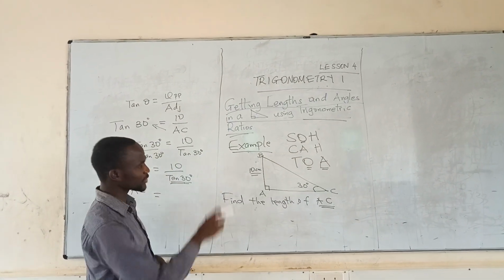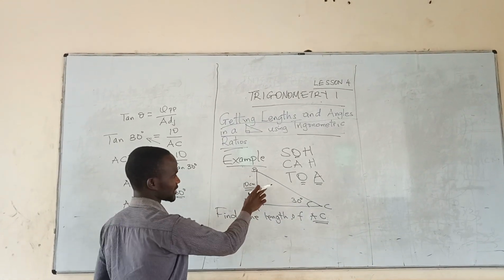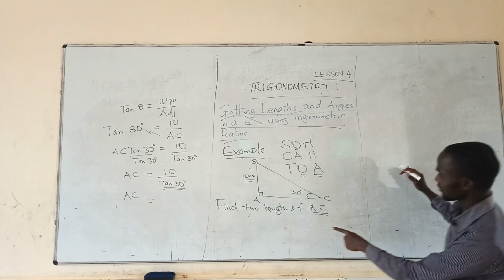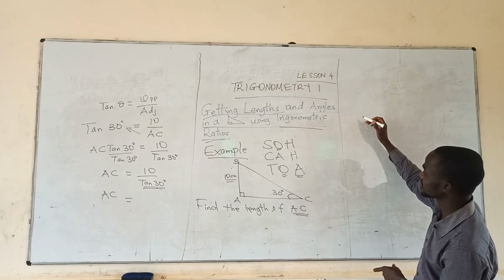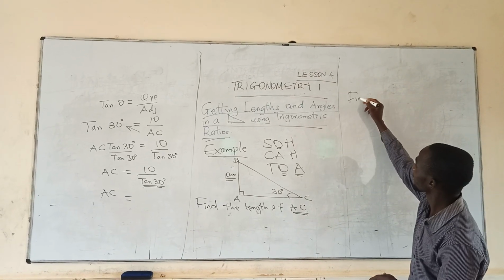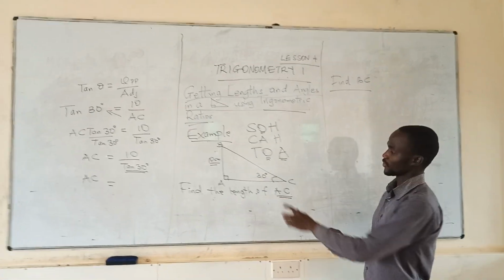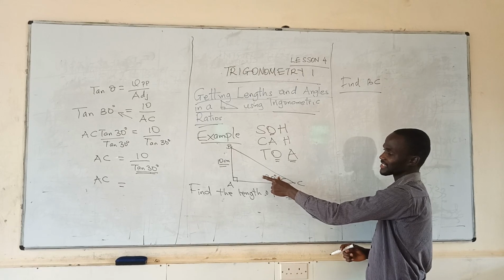Now let's say, for example, we are dealing with the same triangle, and someone asks you to get the length of BC. If someone asks you to get the length of BC from this same triangle ABC, find BC. Now 10 centimeters is still opposite to this 30 degrees.